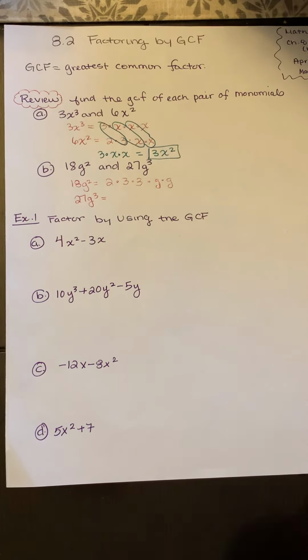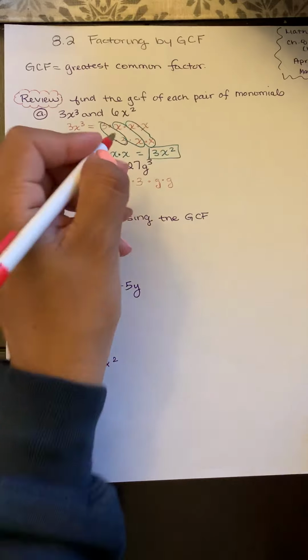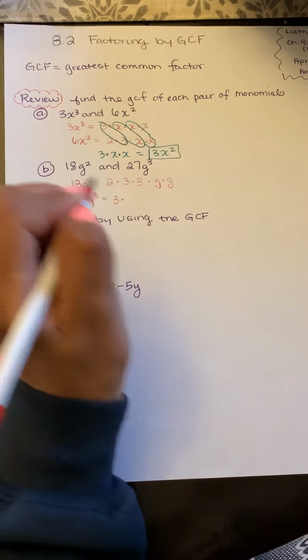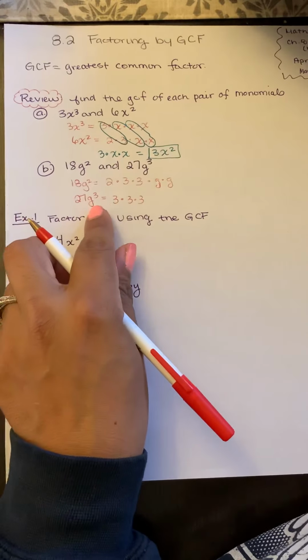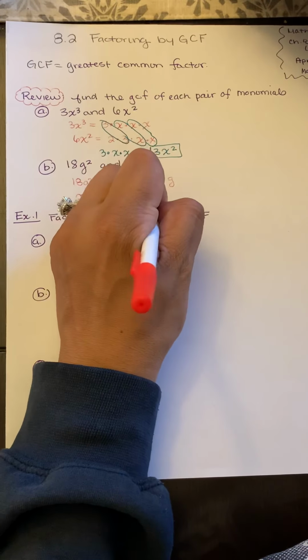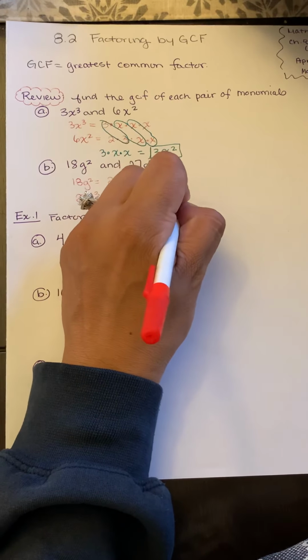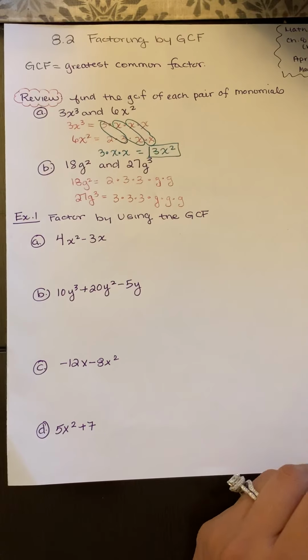Just a moment. Sorry. Okay, 3 times 9. And again, I can break down 9 into 3 times 3. G cubed says I have 3 g's.